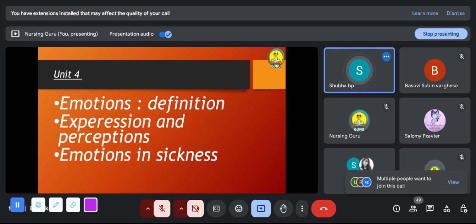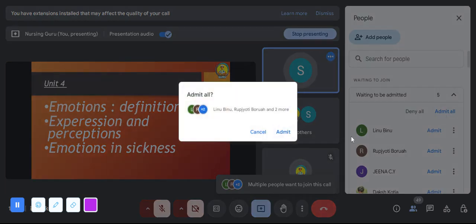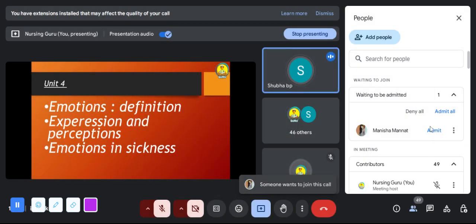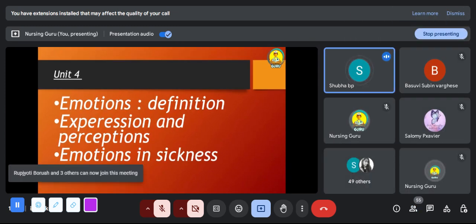And coming to the next, unit 4. In unit 4, they may ask emotions. Unit 4 contains emotion, expression, perception, emotion in sickness. So the expression and perception is not too important from unit 4, and emotion in sickness is also not a very important question. So the main question arises from emotion.